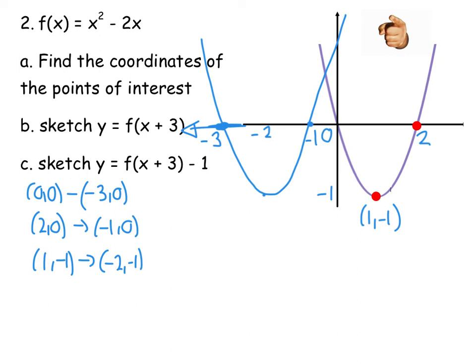So next I have to draw the same graph but moved down 1. So I'm going to change my pen colour and I'm going to move each of these coordinates down 1. So -3, 0 becomes -3, -1. -1, 0 becomes -1, -1. And -2, -1 becomes -2, -2. So literally everything's going to move down 1 place. So let's draw this on.